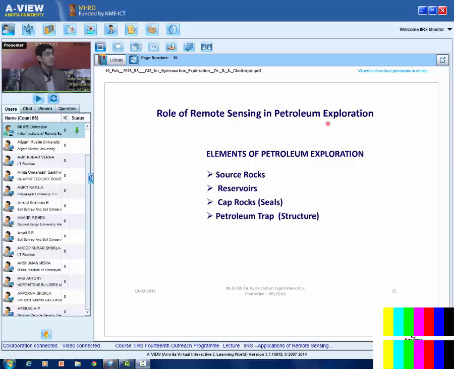That is the role of remote sensing in petroleum exploration. That is, we will focus more on that. So what are the elements of petroleum exploration? We need to know the source rock. Where is the source rock? Where petroleum can be found.